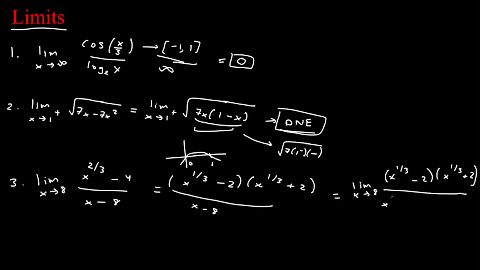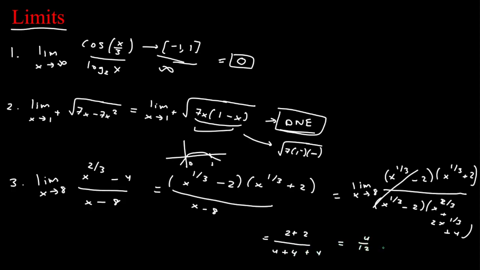if we know the formula for the difference of cubes, we have x to the 1/3 minus 2, and then this one's just x to the 2/3 plus 2 x to the 1/3, right? Because this is 2 to the power of 1, and then this x to the 1/3 to the power of 1, and then plus 4. And very nicely, this term cancels out, and now we can plug in 8 into whatever's left over, and we get 2 plus 2 divided by 8 to the power of 2/3 is 4, plus 2 times 2 is 4, plus 4. So we get 4 over 12, which is 1/3.